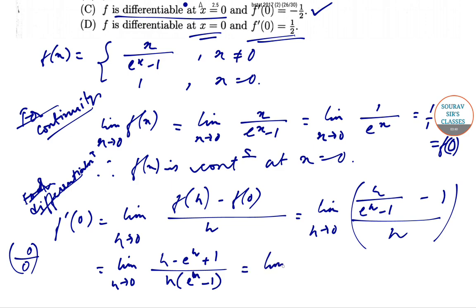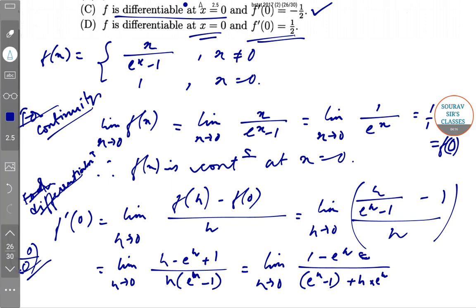So on application of L'Hospital rule, we'll get the limit as h tends to 0 of 1 minus e to the power h, over e to the power h minus 1 plus h into e to the power h. This will again give us 1 minus e to the power 0, that is 1 minus 1, which is 0, and here also it will be 0 into 0, so it is again a 0 by 0 format. So we need to apply L'Hospital rule once again.